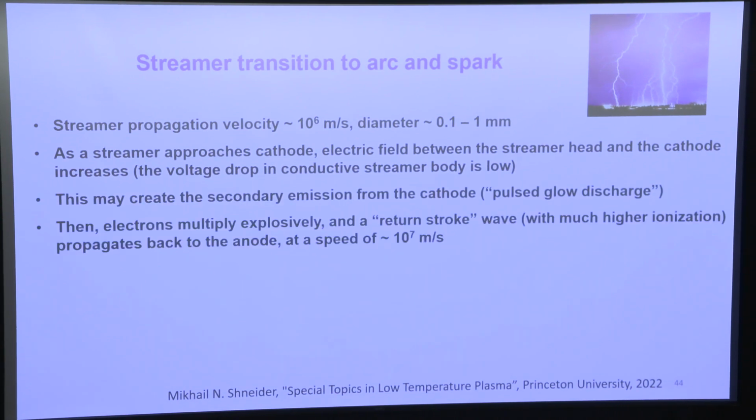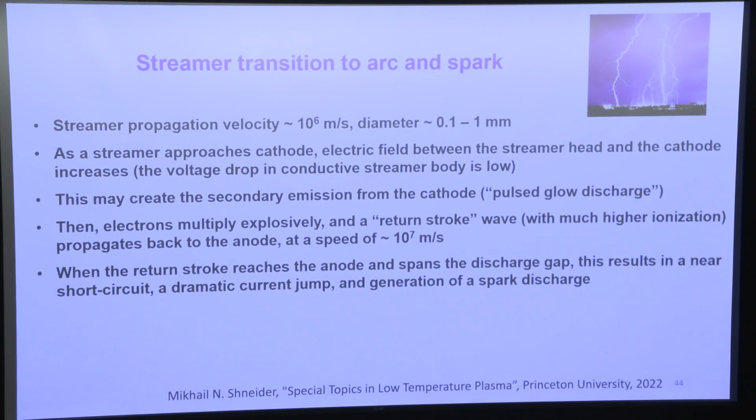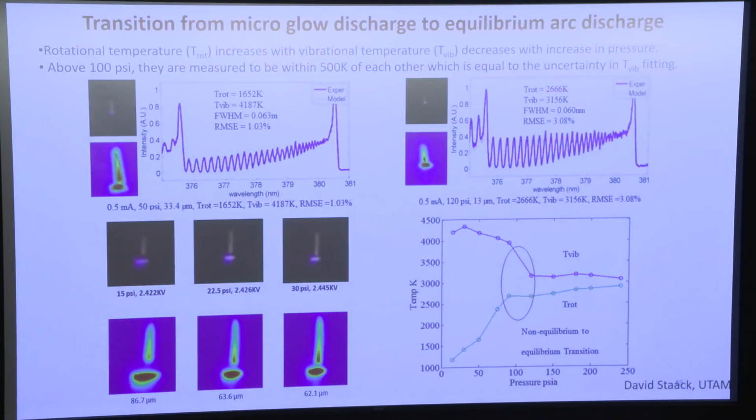This kind of flashback from the cathode to the anode could be 10 million meters per second. It's close to light speed. It's very, very important. What I want to say is that if you do an experiment and measure the glow discharge, you can measure the cathode and the column. And if you measure the temperature, the vibrational temperature and the rotational temperature.